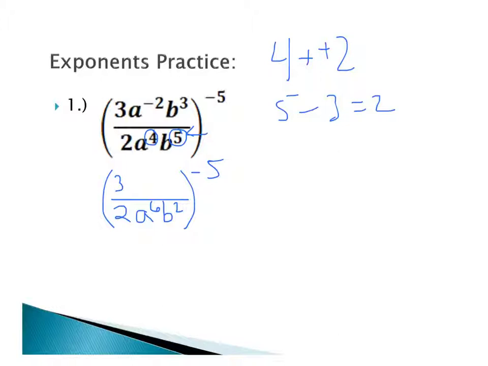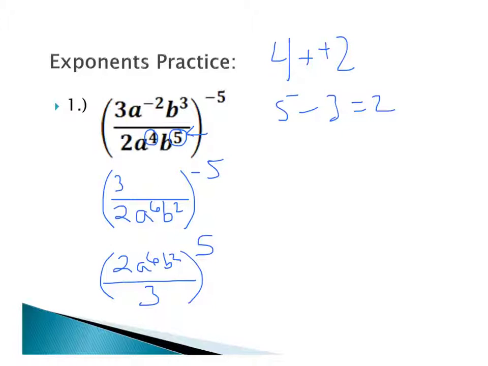Now it's time to move to my exponent outside the parentheses. I have this negative 5 here. There's a trick we can do to make that negative 5 into a positive 5, and what we like to call it is flip and switch. So I'm going to flip everything inside. I'm going to have 2a to the 6th b squared all over 3, raised to the positive 5. We can flip everything inside and change that exponent outside to being positive.